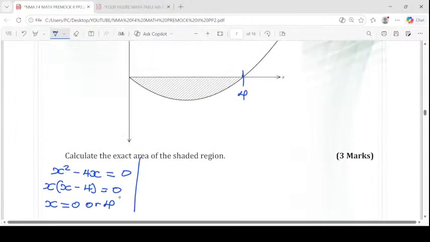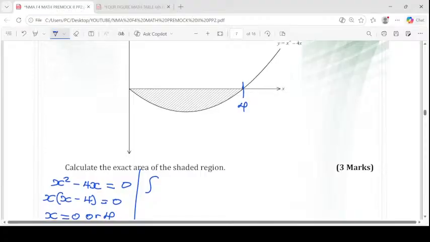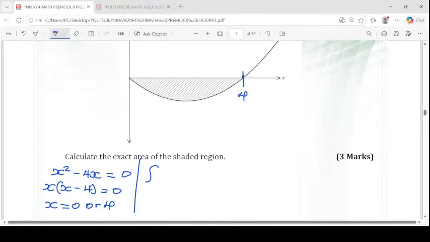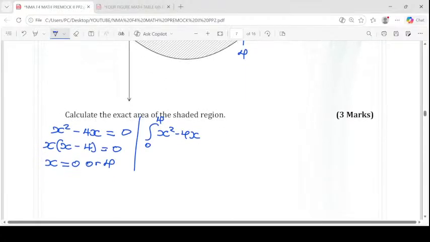If the coordinate there is 4, then we are now going to integrate the curve x squared minus 4x, with x ranging from 0 to 4. So when you integrate, you increase the power by 1, then divide by the new power. So this will be x cubed over 3 minus 4x squared over 2 plus c, then with your limits 4, 0.